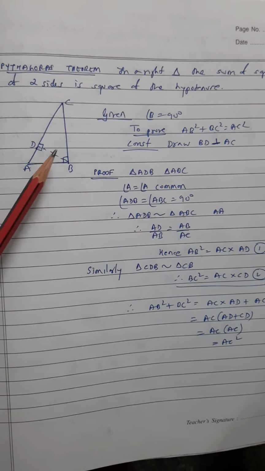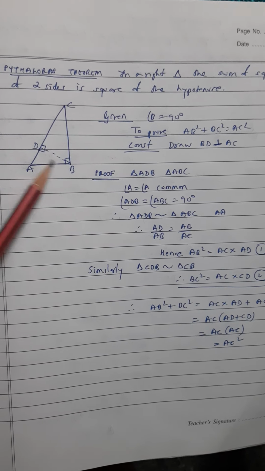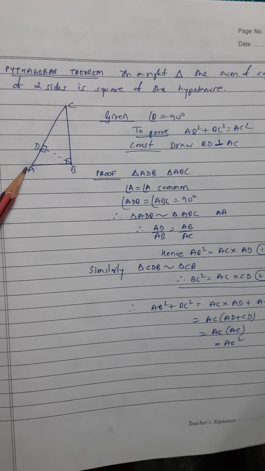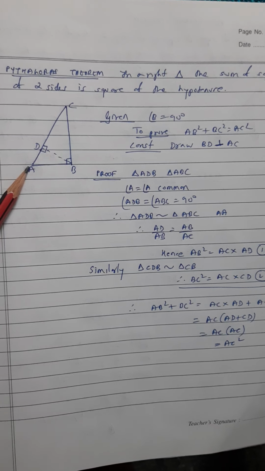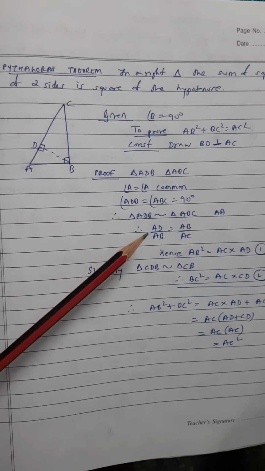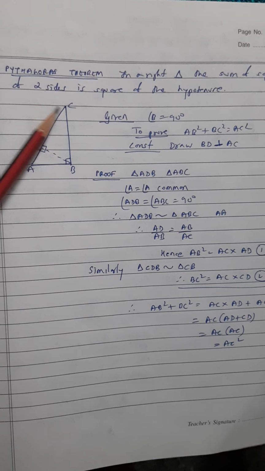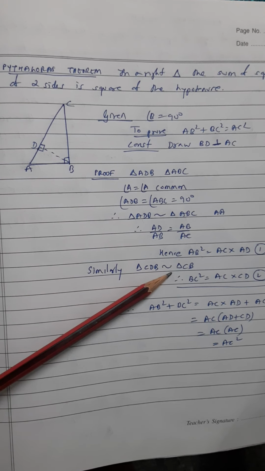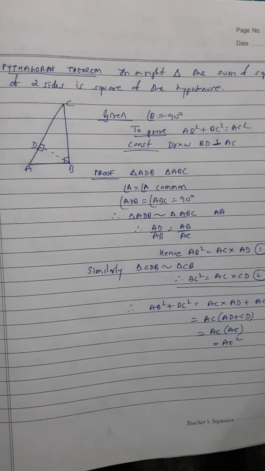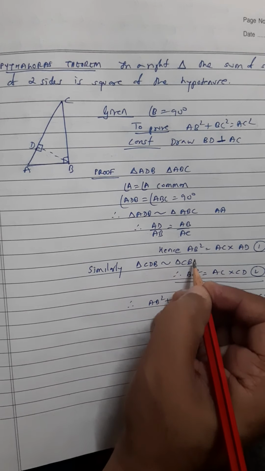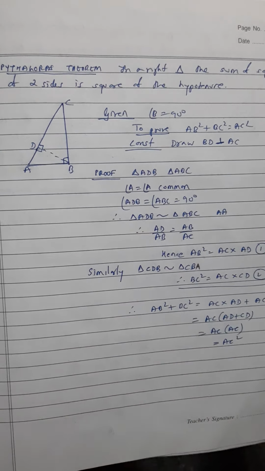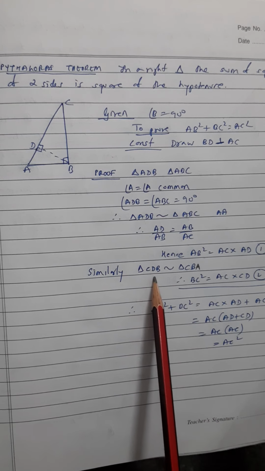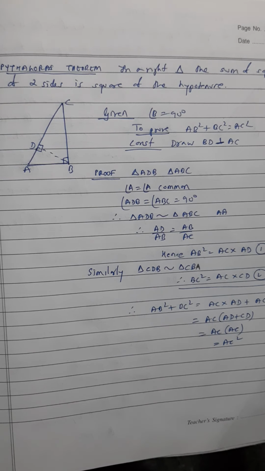Now we can repeat the process here. We can take the triangle CDB and triangle CBA and prove them similar by AA. So we need not prove it again. We can say similarly triangle CDB and CBA are similar. CDB and CBA, right? So if the triangles are similar, then the corresponding sides are going to be in proportion.